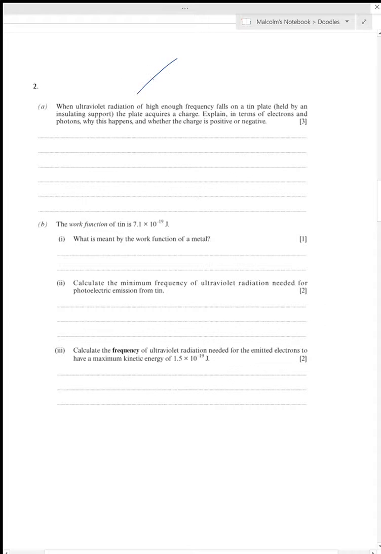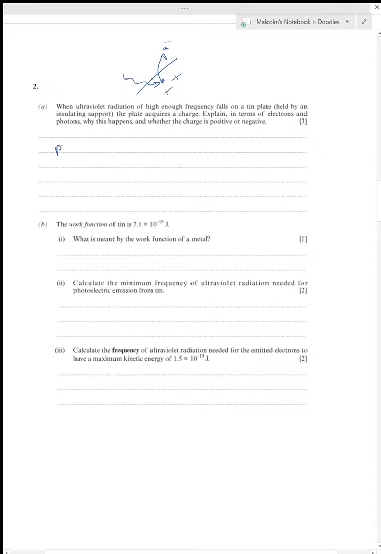Here's my plate. Some photons are incoming. They are taking negative electrons out. Therefore, what is left is positive. So I just need to put that in words for 3 marks here. Explain in terms of electrons and photons, so we need to use those words. Whether the charge is positive or negative needs to be included as well for my 3rd mark.